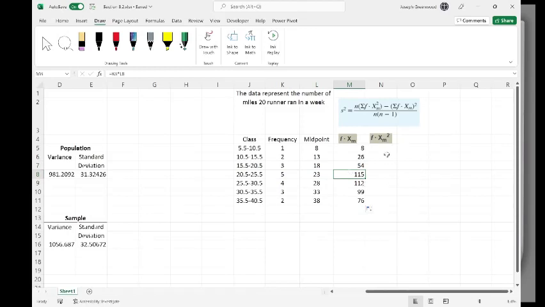Awesome. Well, let's do the same exact thing for this f times x squared, x sub m squared, that we need to do. Well, let's be careful here because now we have a squared value.